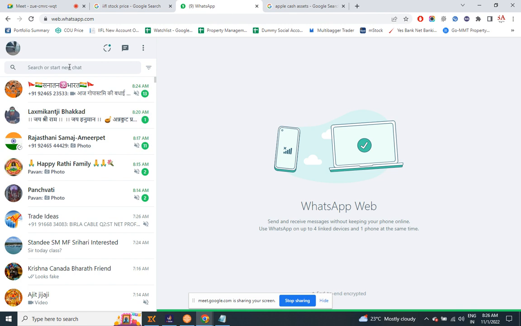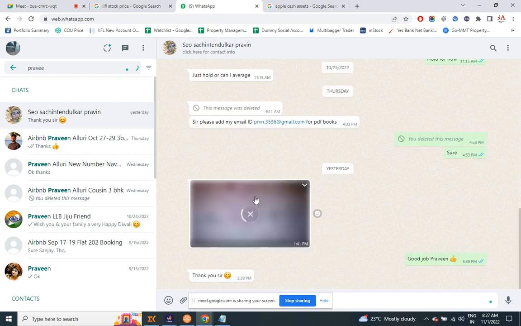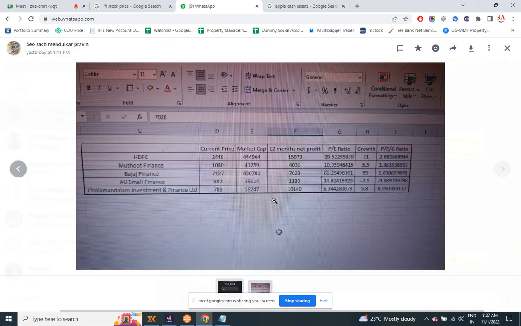Now look at the peer comparison also. This is work done by Praveen. HDFC, it's a finance-based company. Current price is 2,448. Market cap is 4,44,000 crore. This is the net profit for the last 12 months. So the PE ratio is 29. PEG ratio, I told you, the less it is, the closer it is to zero, the better it is, but not negative. Negative means the company is operating in loss. So there is a negative growth in AU Small Finance.